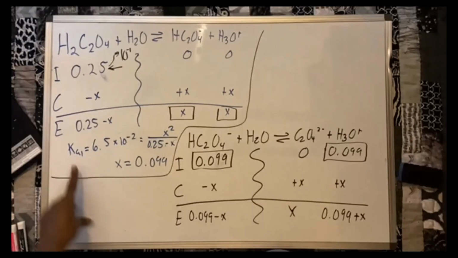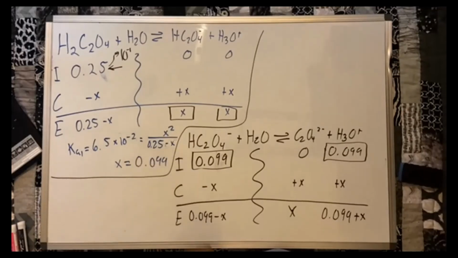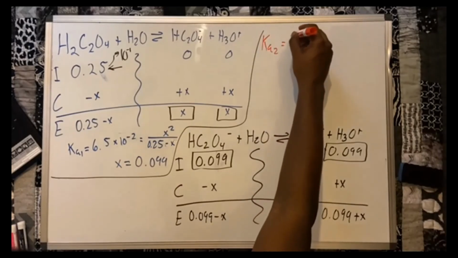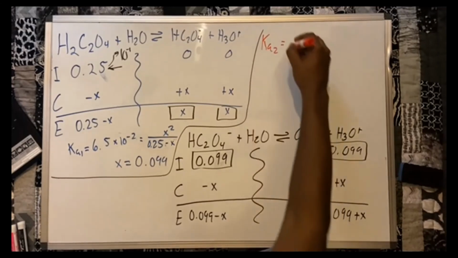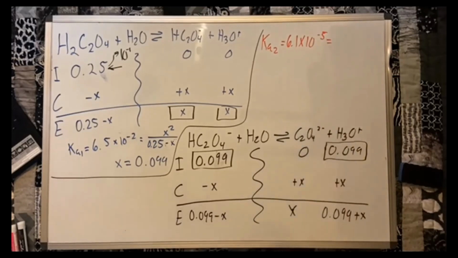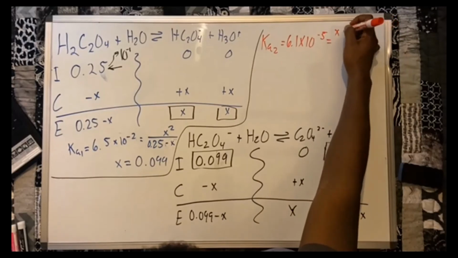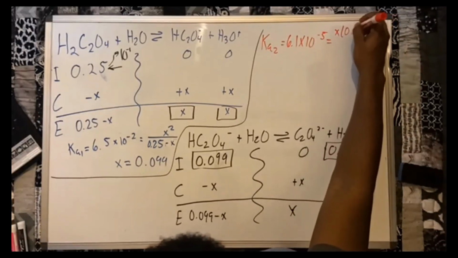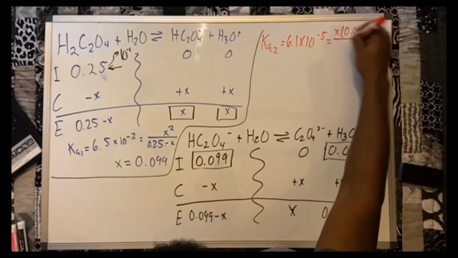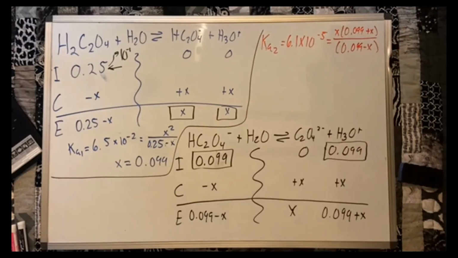Okay, so now we already used Ka1, so Ka2 is for this one, right? The second being lost. So Ka2 is what? 6.1 times 10 to the negative fifth. Okay, so that's going to equal my x times 0.099 plus x over my 0.099 minus x. Can you see that? That was kind of small.